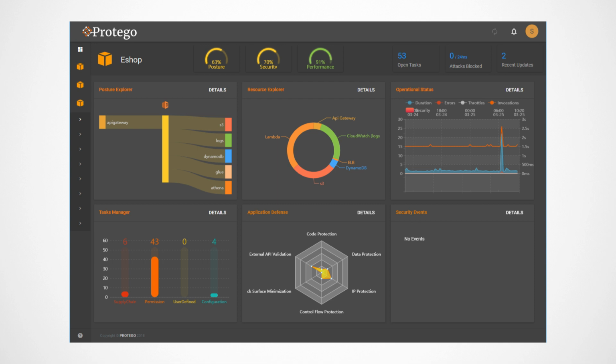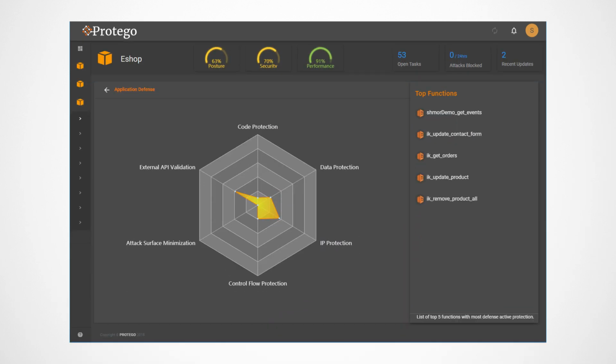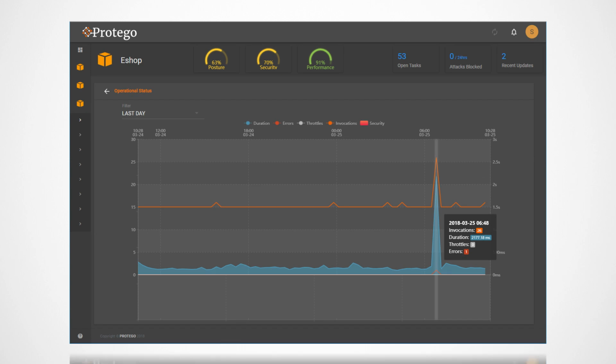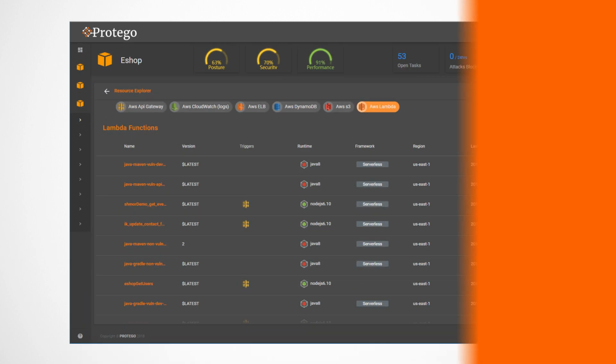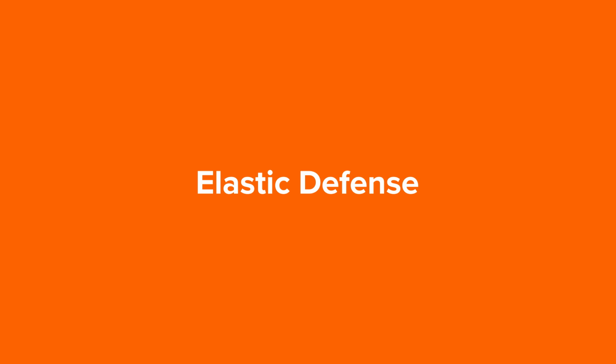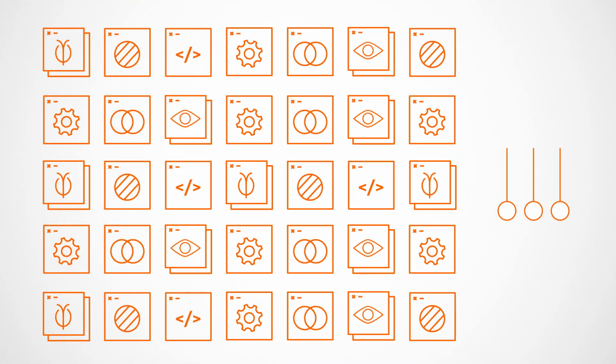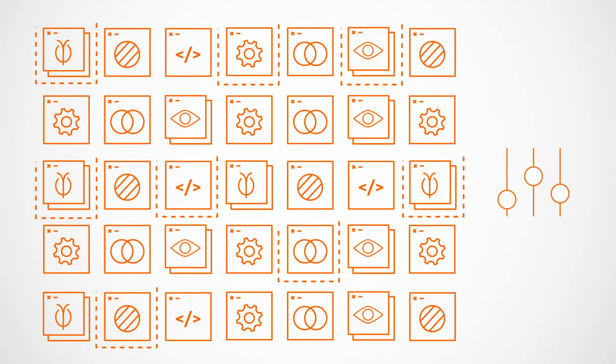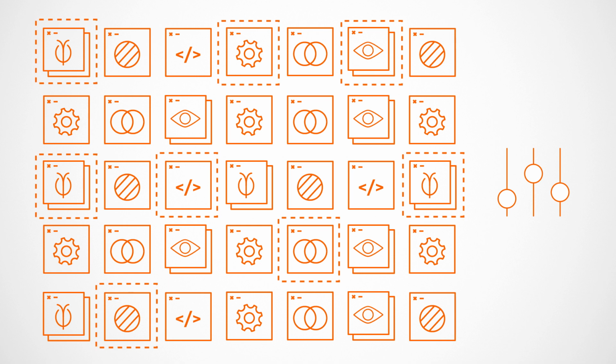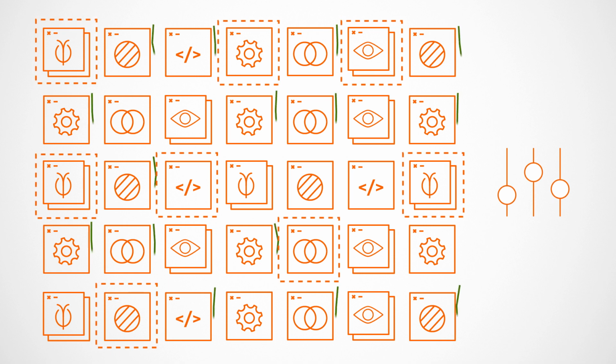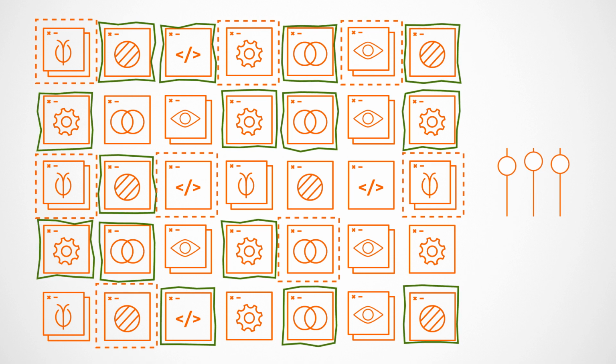Leveraging machine-based analysis, the platform builds a model of normal function behavior to effectively detect threats, anomalies, and malicious attacks as they propagate. Protego adapts the security level applied to serverless resources to ensure effective protection without excessive resource consumption. Function self-protection blocks attacks at the function level in real time.